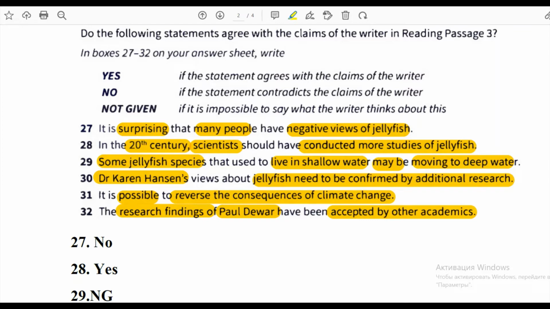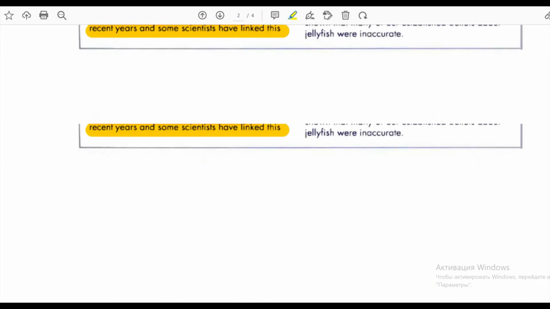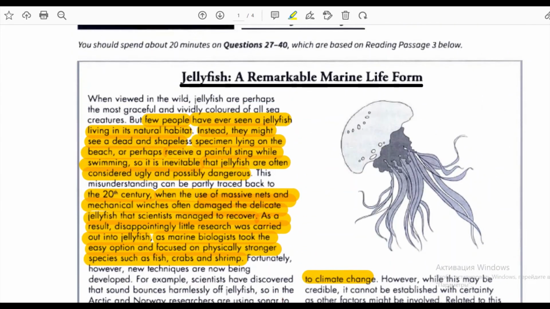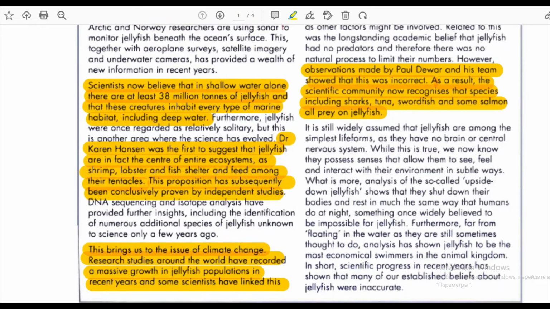Let's go to our second paragraph, because we have already completed the first paragraph, then go to the next one, because it comes paragraph by paragraph. So scientists now believe that in shallow water alone there are at least 38 million tons of jellyfish and that these creatures inhabit every type of marine habitat including deep water.